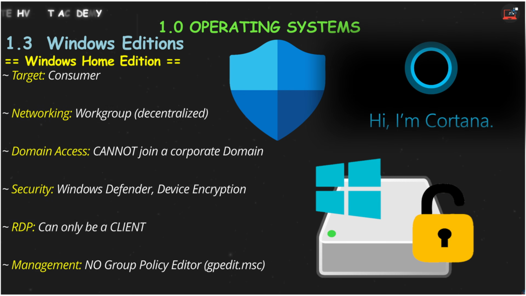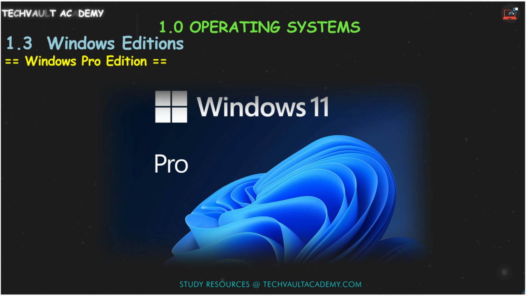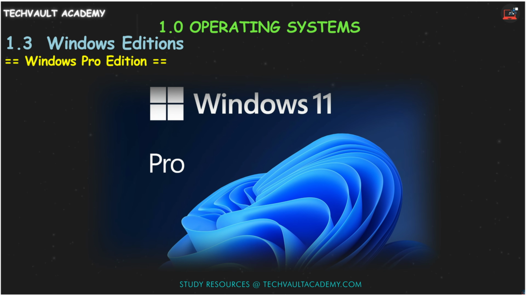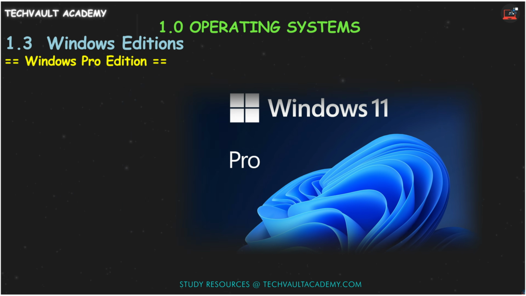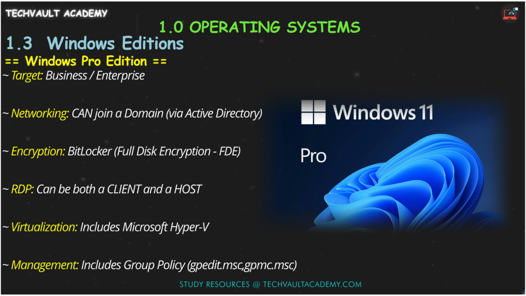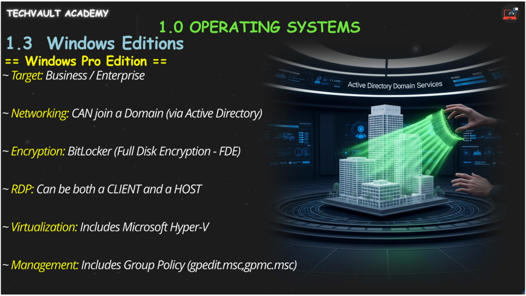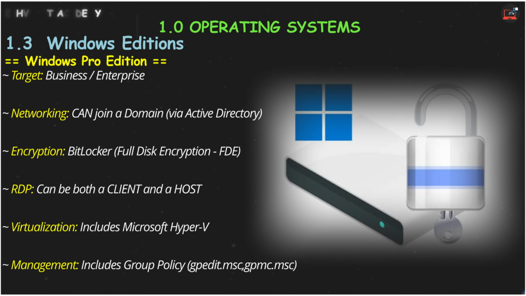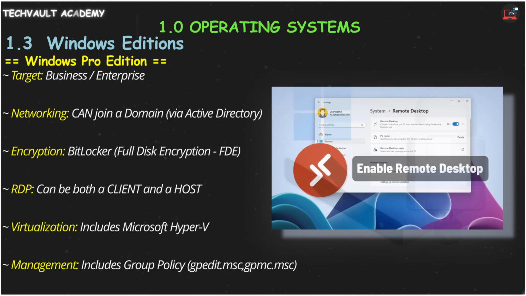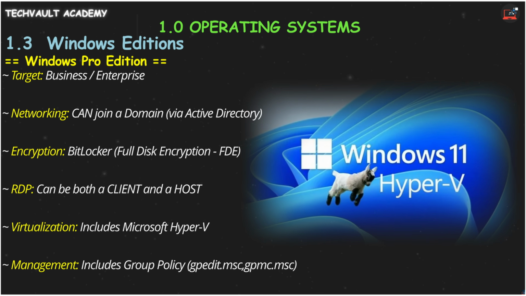Now, let's upgrade to Windows Pro, the business standard. This version adds the essential corporate toolkit. Most importantly, it can join a domain, which is like a large office building managed from a central security office called Active Directory Domain Services. Pro adds BitLocker for full disk encryption, or FDE. It can act as an RDP host for remote support and includes Hyper-V for virtualization.